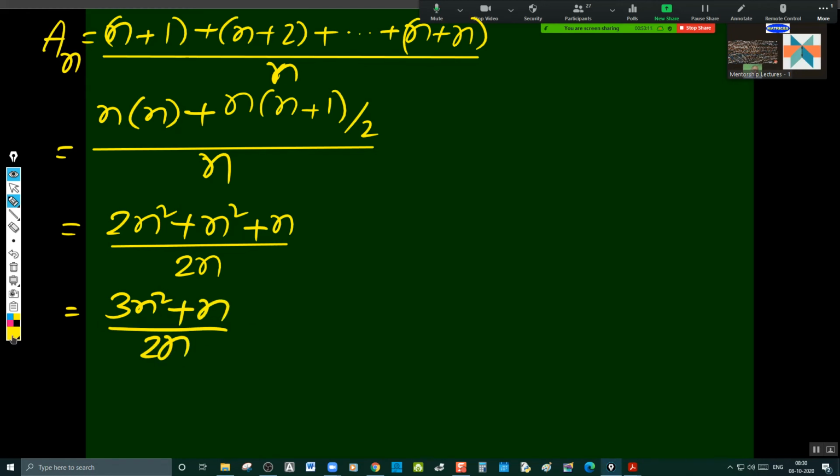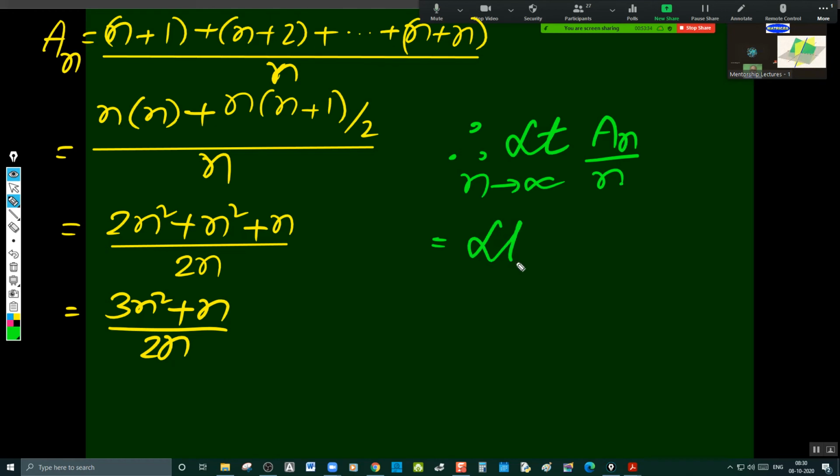And what do we need in the question? In the question, he is asking for the limit of An divided by n as n tends to infinity. That is nothing but the limit of 3n squared plus n whole divided by 2n into n, that is 2n squared, as n tends to infinity.